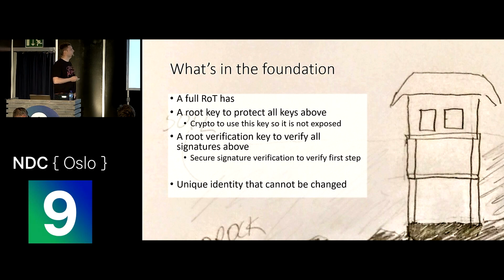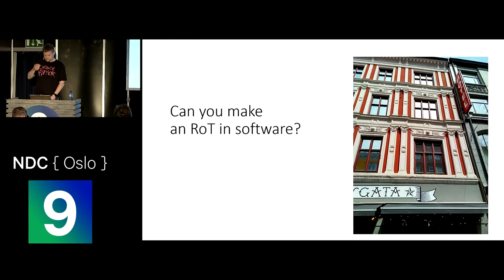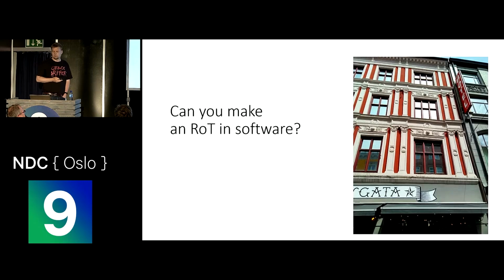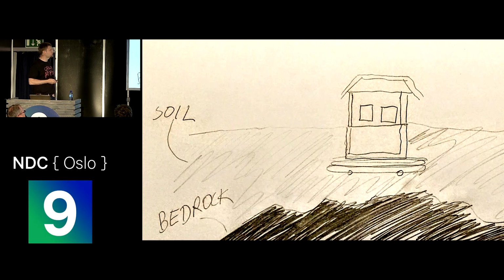And there's a unique identity in there that cannot be changed. And it's important that most of these keys should not be possible to change, because the user should not be able to screw this up. So, can you make a Root of Trust in software? The answer is yes, but you need to have a very good control of your software. You need to know very well what you're doing.